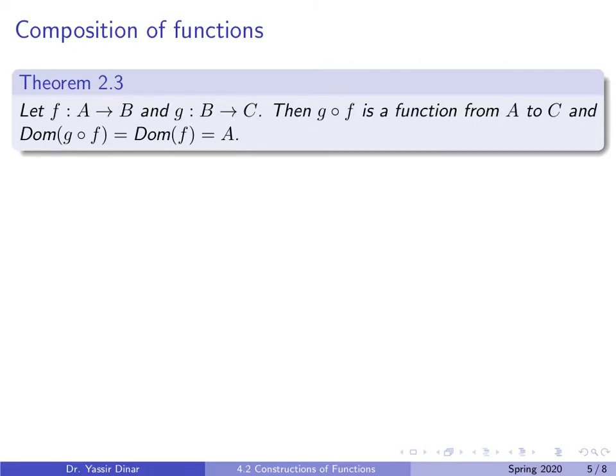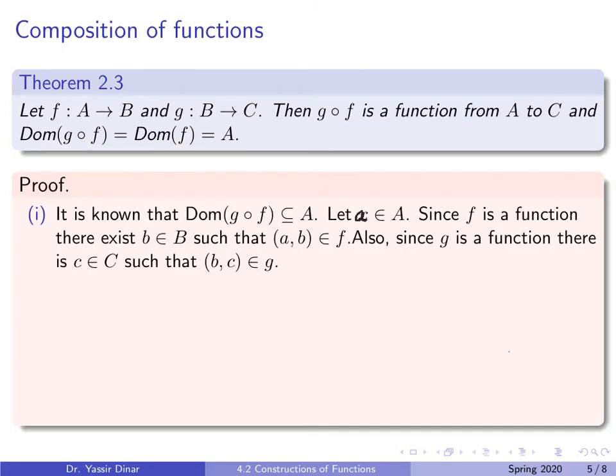So in the proof, we want to show that g circle f, this relation, is a function. That means it has to satisfy the two conditions of being a function. And then we need also to prove that the domain of the new composition, g circle f, is equal to the domain of the first one, the function f. Now, as a relation, g circle f is a relation from the set A to the set C. So that means the domain of this relation is always a subset of A.